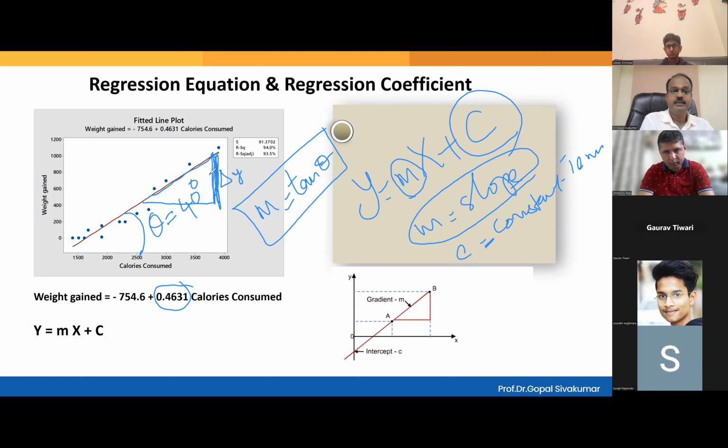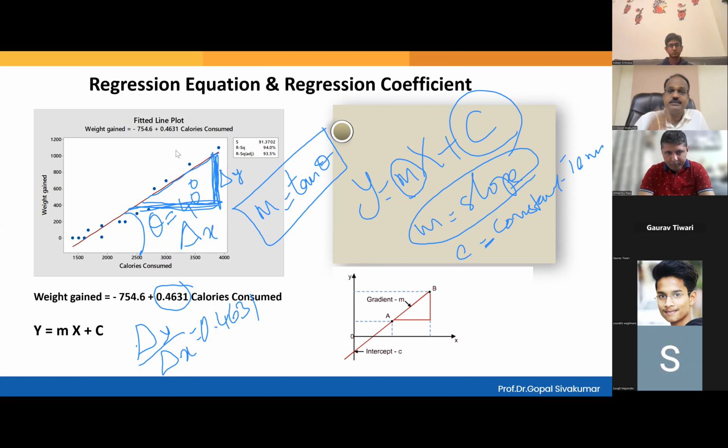That is delta y. Similarly, measure the length of the horizontal line. That is delta x. Now, you find out the ratio. Del y divided by del x. That will also be equal to 0.4631. Whichever method is easier, you can follow that. Both methods are easier, right?